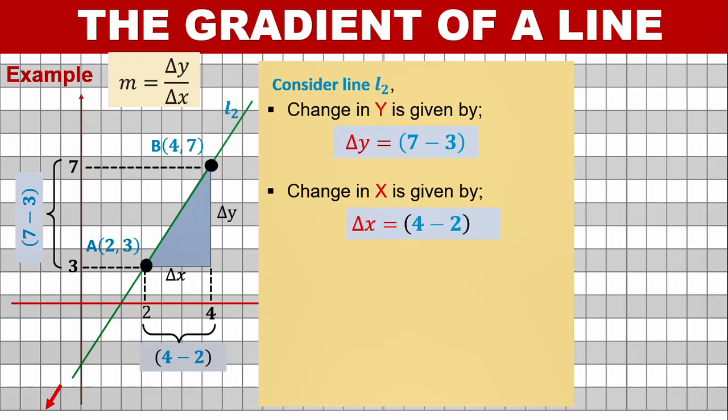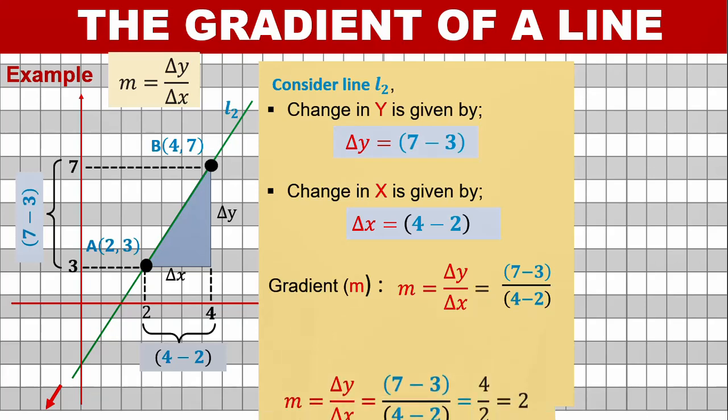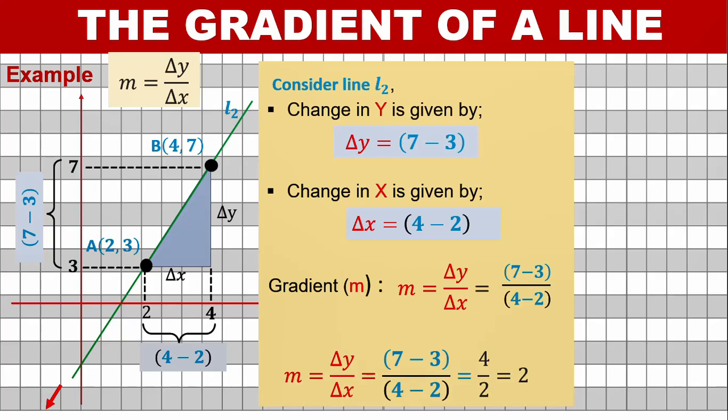Therefore, the gradient is calculated as follows. The change in y, 7 minus 3, is 4. The change in x, 4 minus 2, is 2. Dividing 4 by 2 gives us 2. We can conclude that the gradient between the 2 points along line L2 is 2. I hope you got it.